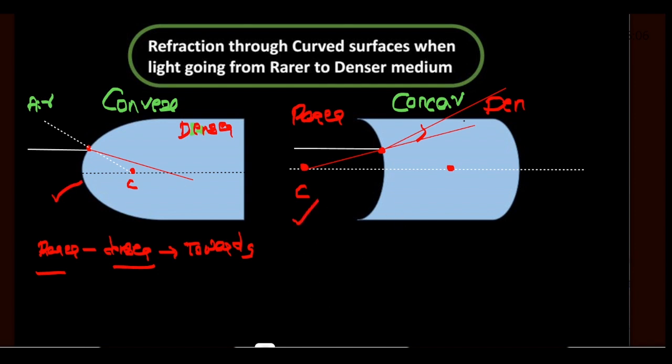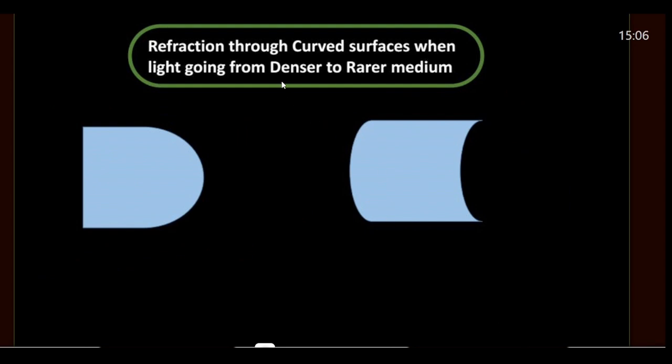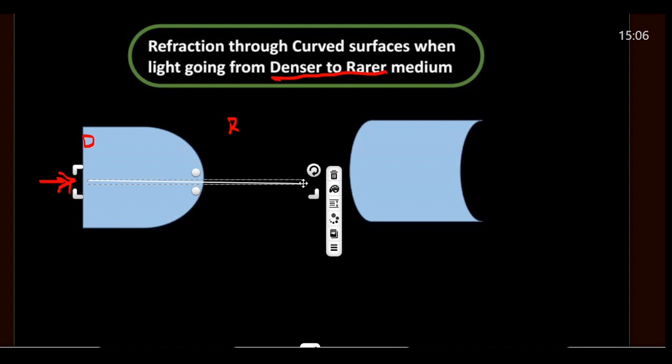Now the next case is that the light ray is going from the denser medium to the rarer medium. This is the denser medium and this is the rarer medium, and the light ray is coming from this side. Let's see how it bends. Let's take a line like this, and on this line I'm taking the center of this curvature. The center will be here and the ray is passing like this. Now the light ray is incident on this surface like this.